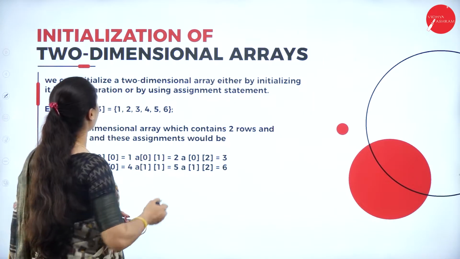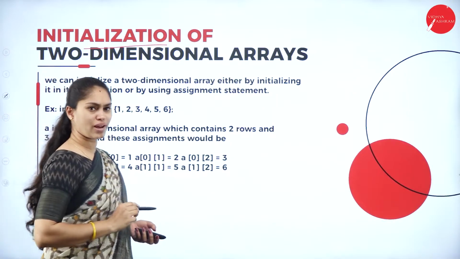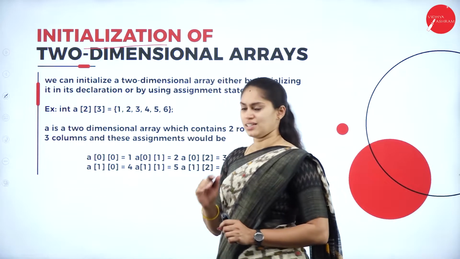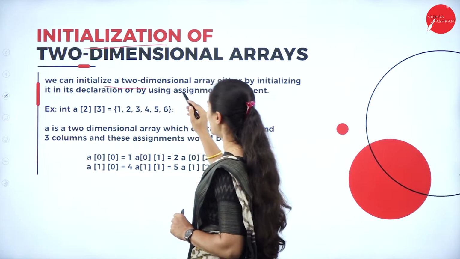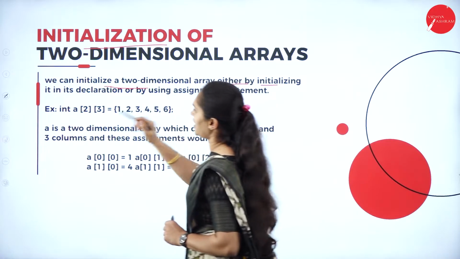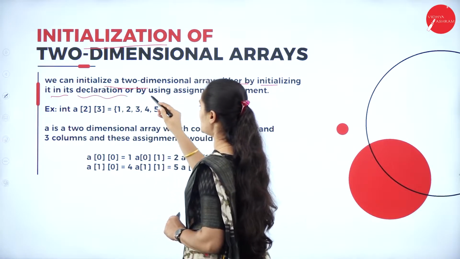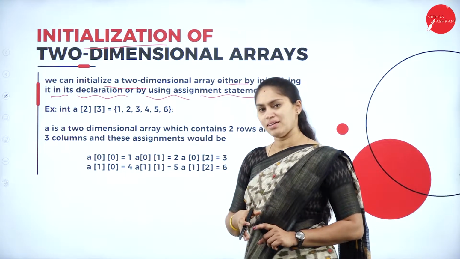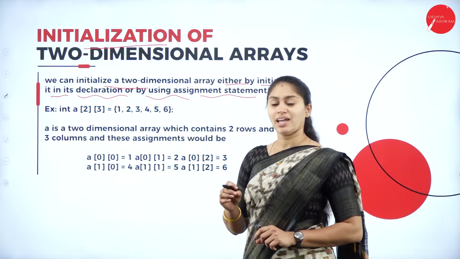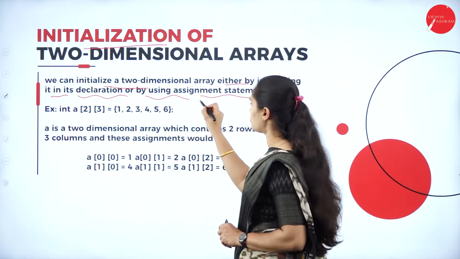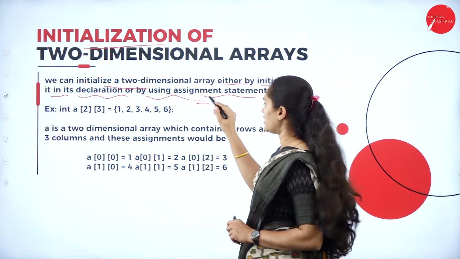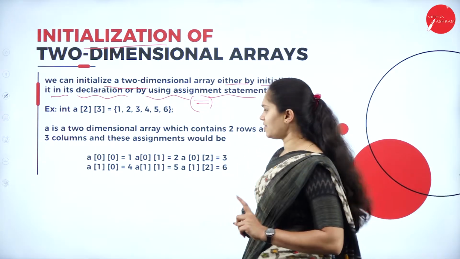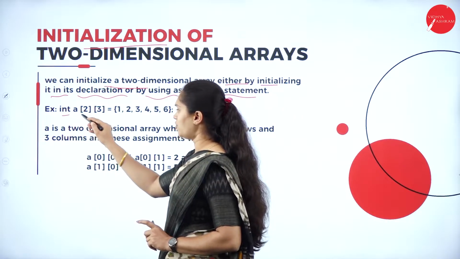Let me move to the next one, which is related to the initialization of two-dimensional arrays. How are we going to give the initial value at the time of its declaration? We can initialize a two-dimensional array either by initializing it in its declaration or by using an assignment statement. So when I am declaring it, at that time we can initialize, or else by making use of the assignment operator, that is the equal symbol. We'll see one example. int A of 2 cross 3.